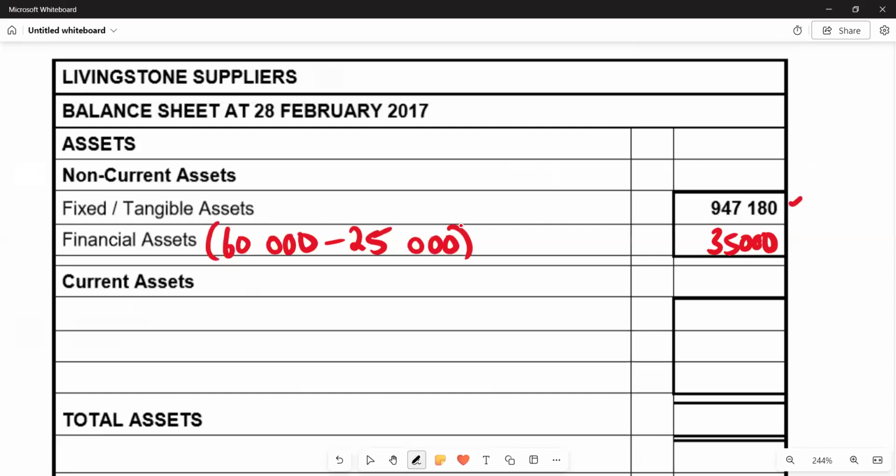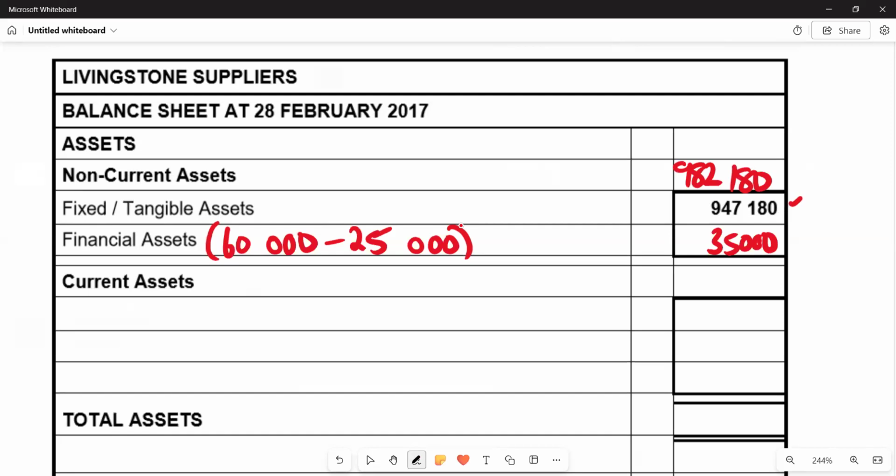Already we know that there are no longer spaces there for non-current assets, which means we are finished with the section on non-current assets. We can now add 947,180. Then we add our 35,000. The total that we are supposed to get for non-current assets now becomes 982,180. So this is what we have. And then we now go to the current asset section.